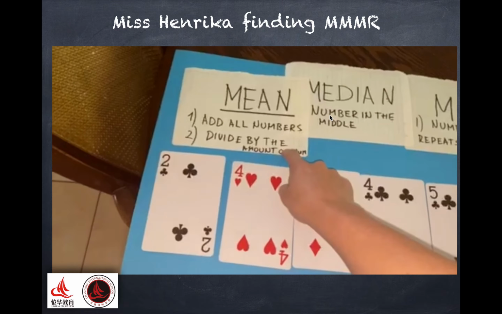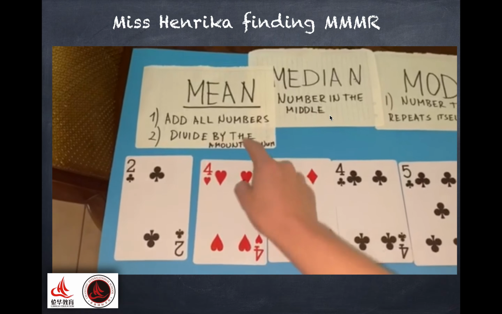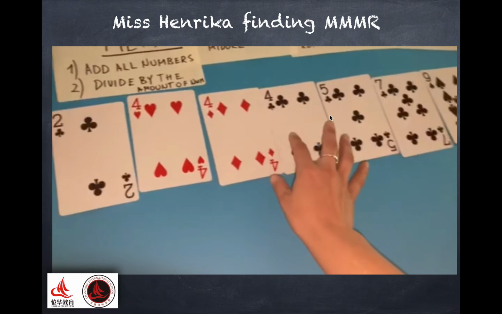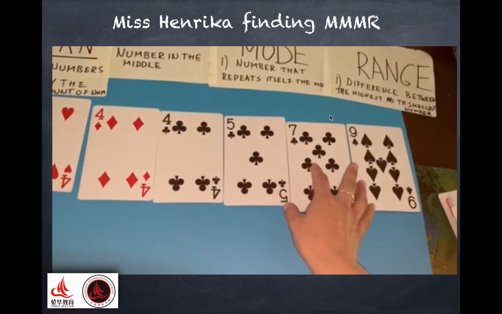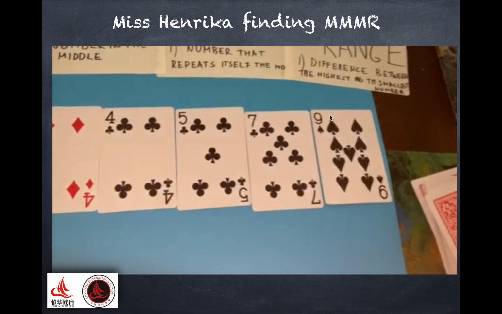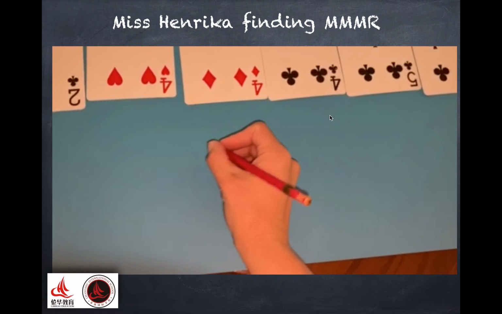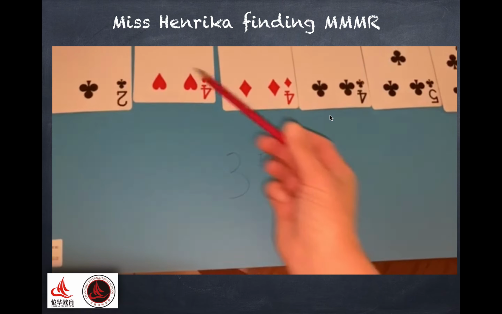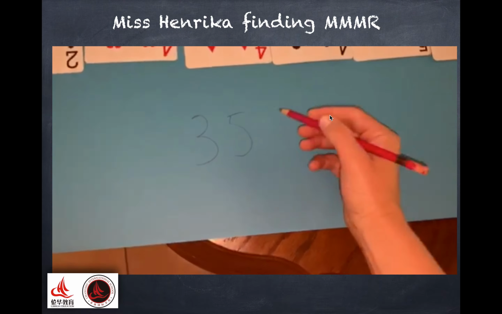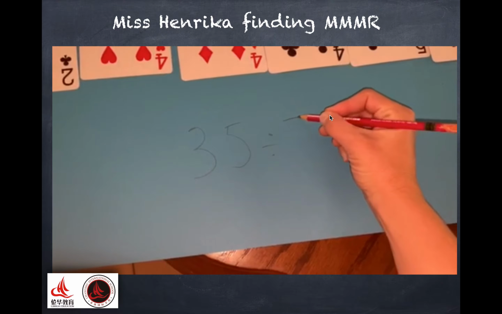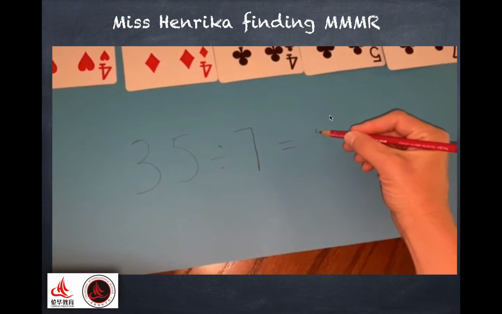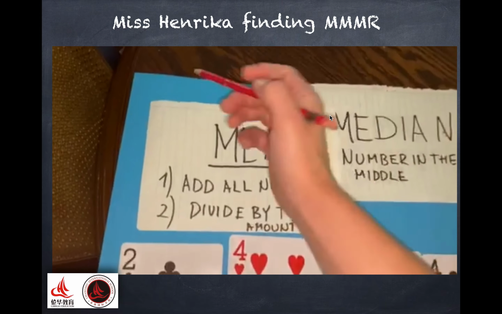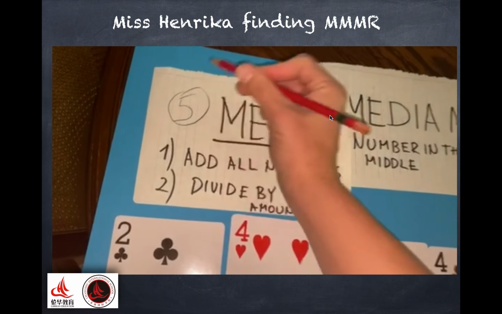Now, in order to find mean, okay, we have to add all the numbers and divide by the amount of numbers. So we have 7 cards, and we can add this. So we have 6, 10, 14, 19, 26, and 35. So our total is, and I'm going to write here, 35, okay? Now, there are 7 cards, okay? So we divide this by 7, and we get 5, okay? So our mean is 5. You can try this at home.